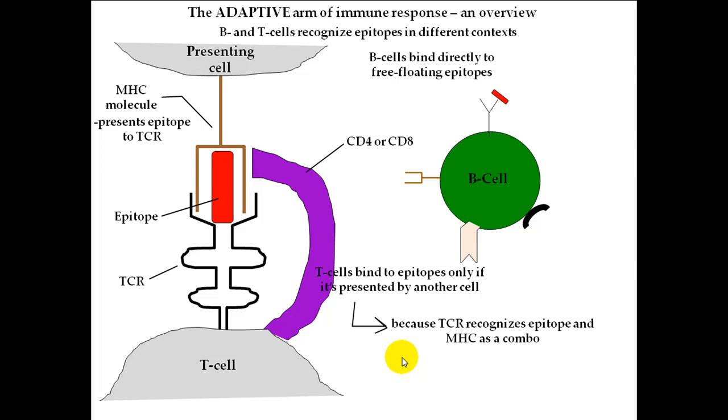So we'll jot that down here to make it official. T cells bind to epitopes only if it's presented by another cell. The reason why is because T cell receptors recognize the epitope and MHC molecule as a combination.